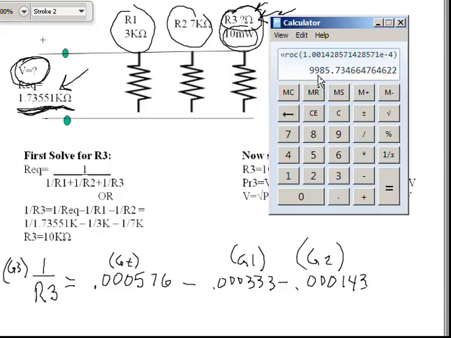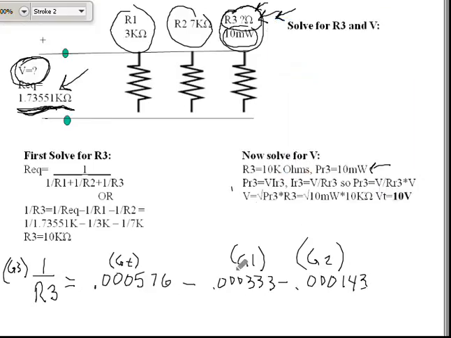And that is 9.985K. Because we rounded for these, we ended up dropping about 15 ohms, but that is pretty close to 10K, and I will take that as 10K.